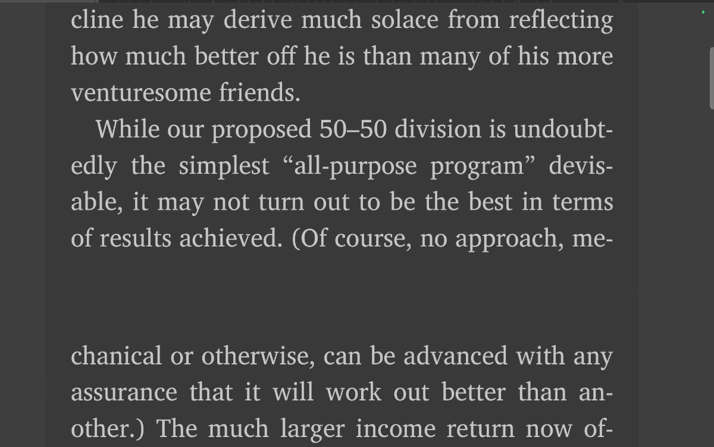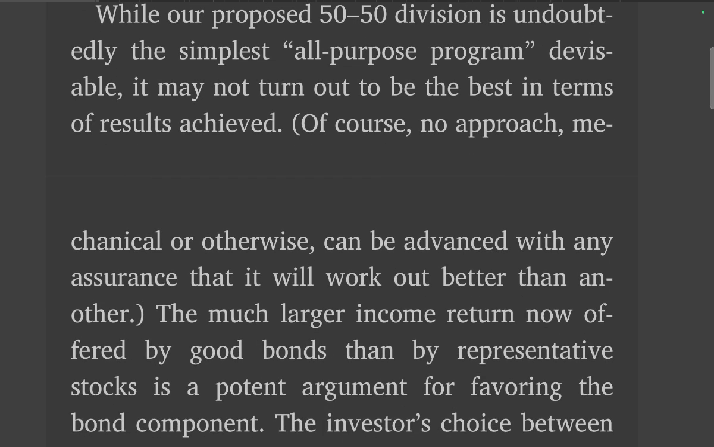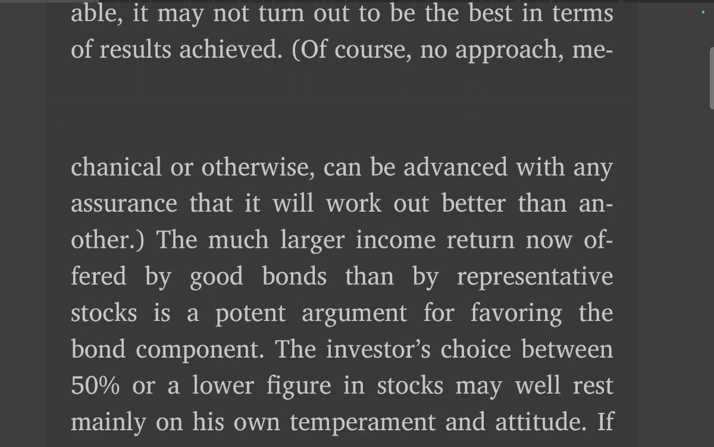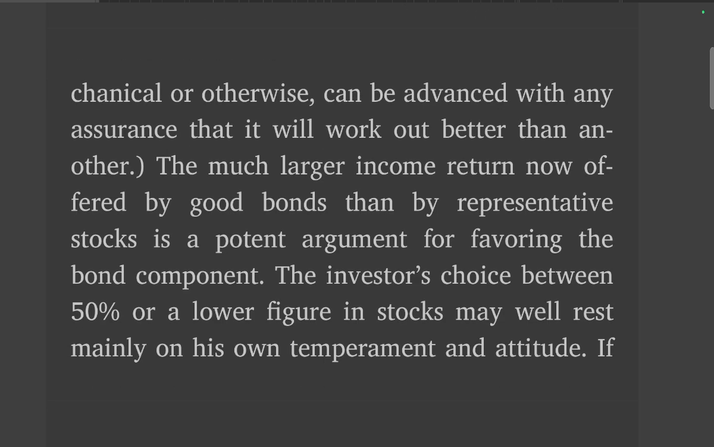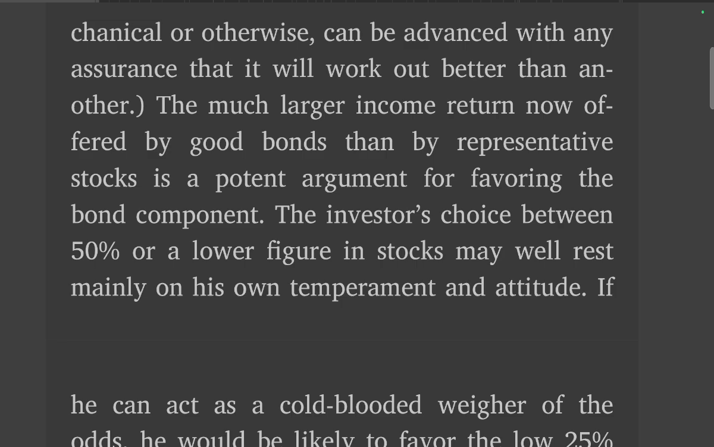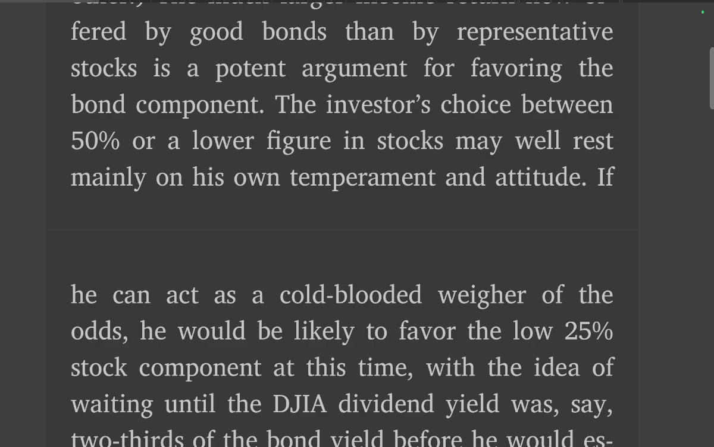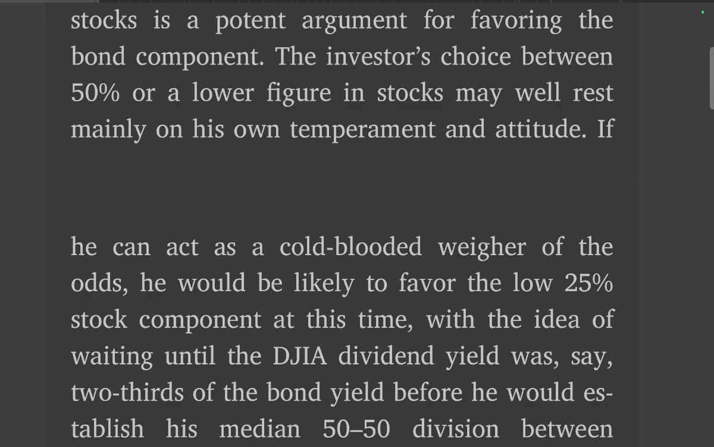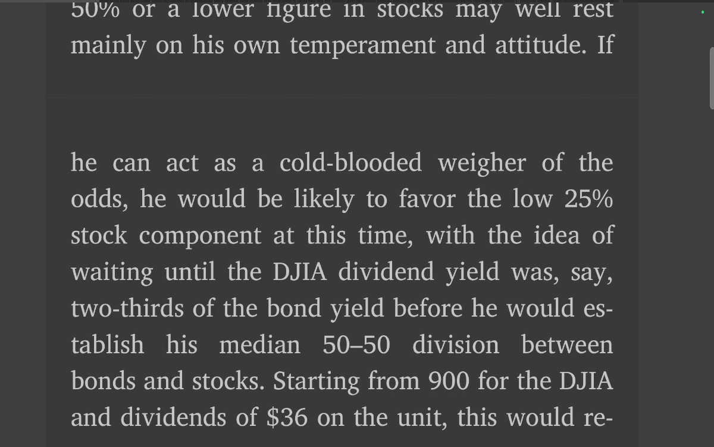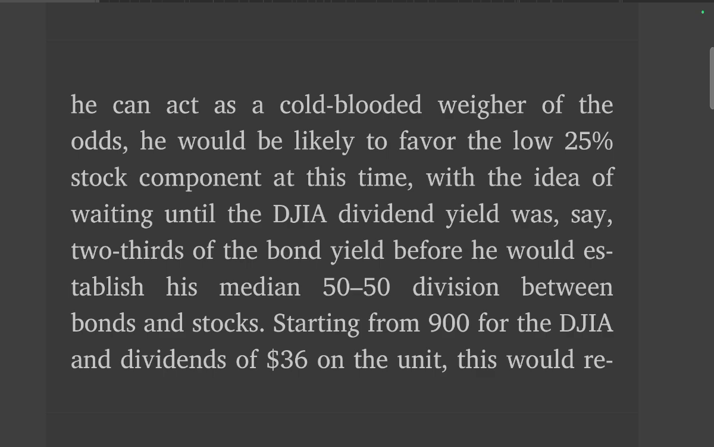While our proposed 50-50 division is undoubtedly simple as an all-purpose program, it may not turn out best in terms of results achieved. Of course, no mechanical approach otherwise can be advanced with any assurance that it will work out better than others. The much larger income return now offered by good bonds than by the representative stock is a potent argument for favoring the bond component. The investor's choice between 50% or a lower figure of stock may well rest mainly on his own temperament and attitude. If he can act on a cold-blooded weighing of the odds, he may like to favor a low 25% stock component at the time.